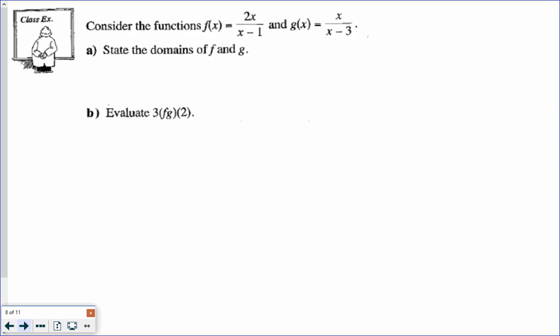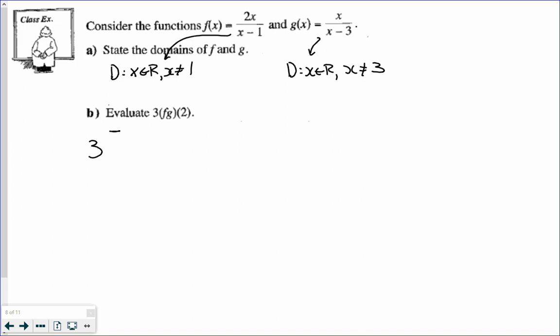Okay, so state the domains of f and g, evaluate 3 times fg of 2. So domain here, so again, these are rationals. So you've got to remember x is real, but x cannot equal 1. And then for the other one, x is real, but x cannot equal 3.